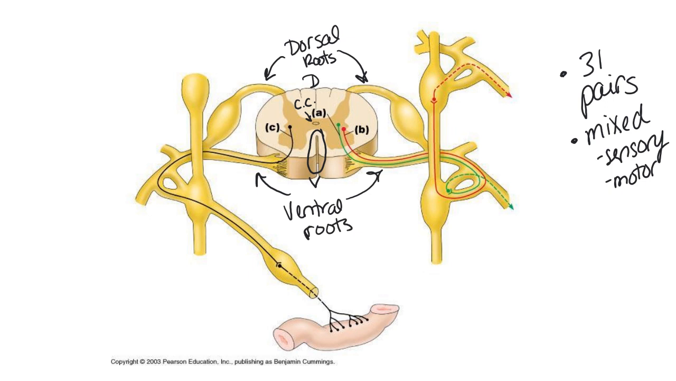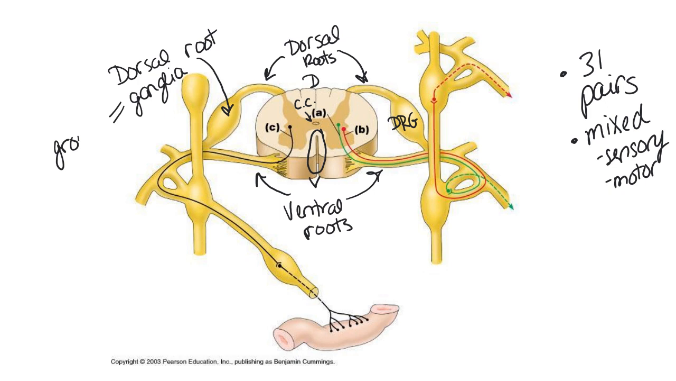You'll notice in the dorsal root, you have this large bulge right here. That is called the dorsal root ganglia. You'll notice that the ventral roots do not have one. It is sometimes abbreviated as DRG, but that's our dorsal root ganglia. A ganglia is just a group of neuron cell bodies, not in the CNS.